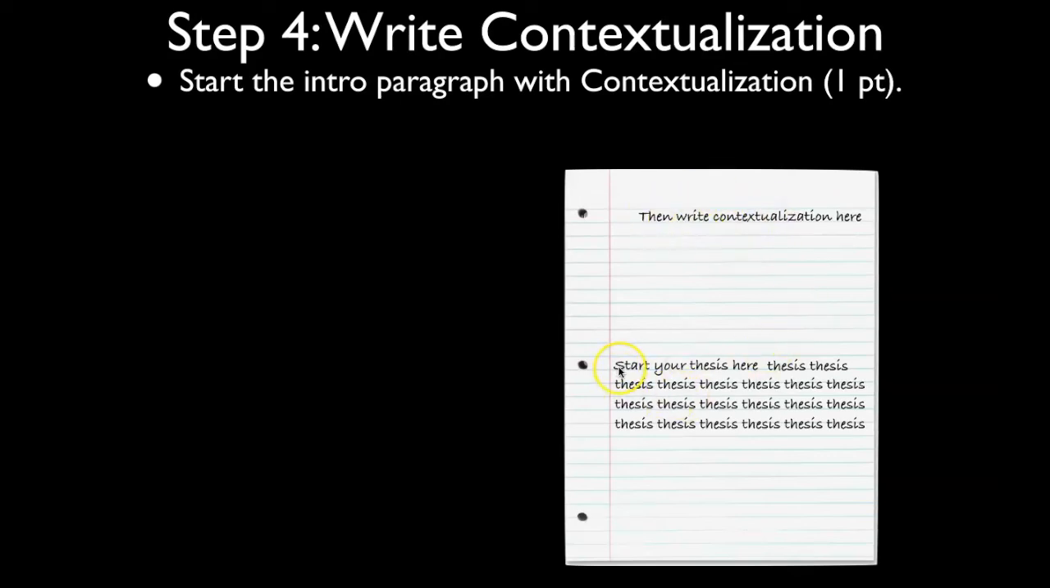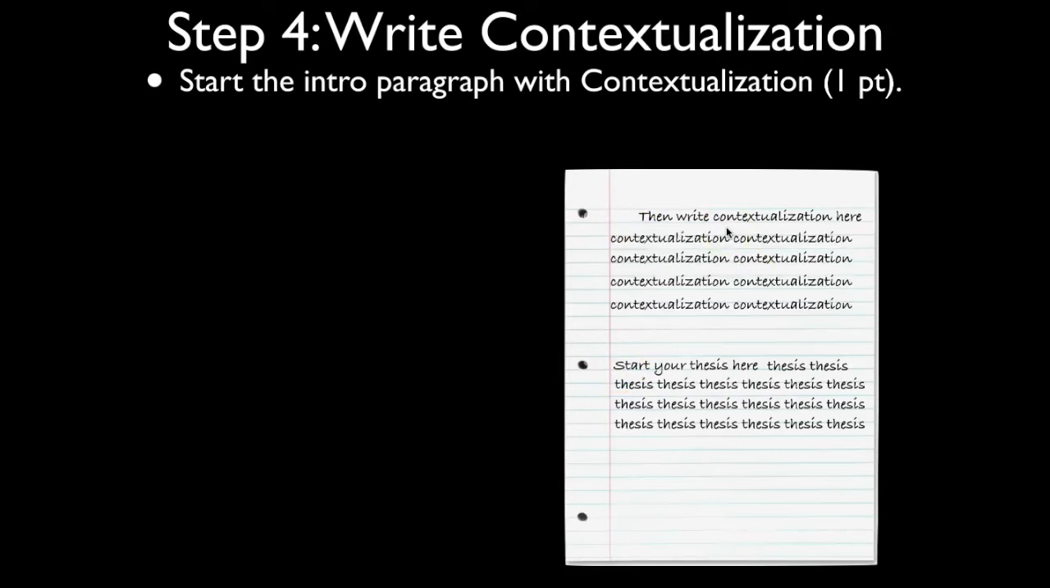page. Now notice, I do not indent when I write my thesis. I do indent when I write my contextualization. And then if there's any gap between your contextualization and your thesis, you should just draw some arrows to show that those two sections are connected. Then I would start my next body paragraph by skipping a few lines and then indenting.